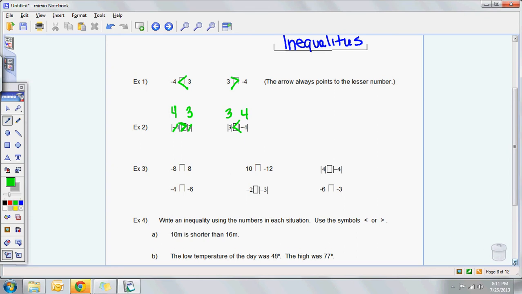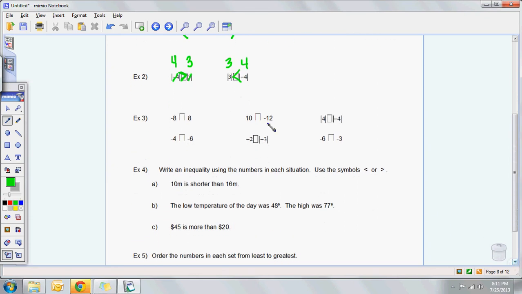Alright, so this is just some extra practice here. Regular integers, this is going to be less than, -8 is less than 8. 10 is greater than -12. We've got some absolute value here, so simplify those first. So these are now equal once I solve the absolute value. You can try these on your own before. I would pause the video and try these without me to see how you're doing.